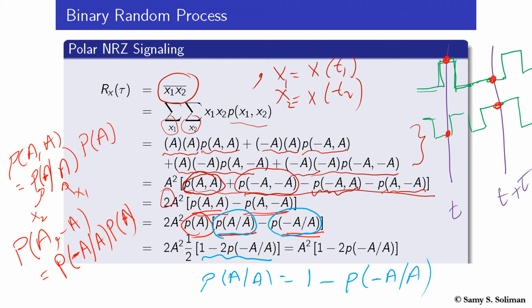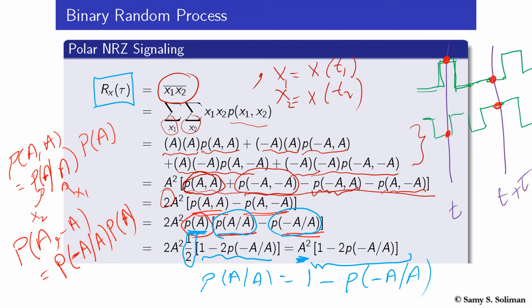If we assume that our binary stream is equiprobable, which means that the probability of having 0 is equal to the probability of having 1, equal to half each of them, then the probability of having any amplitude A is equal to half. So after simplification, we are left with the autocorrelation function equal to A squared times the term 1 minus twice the probability of negative A given A.